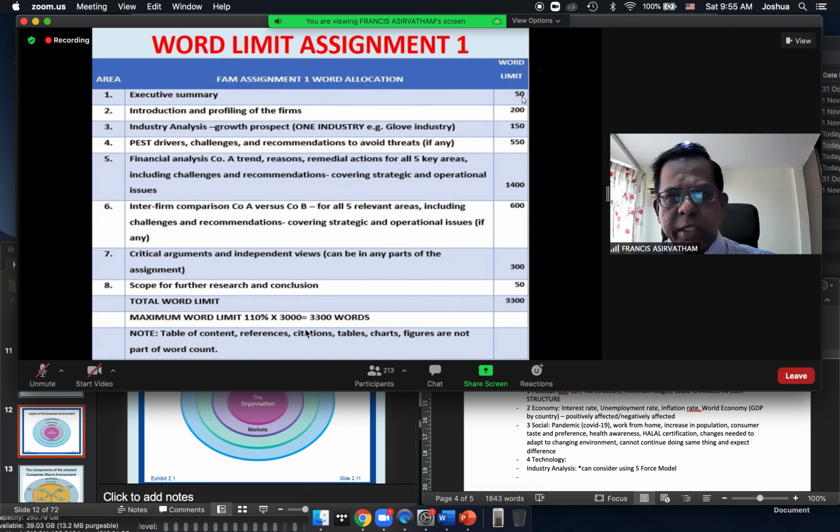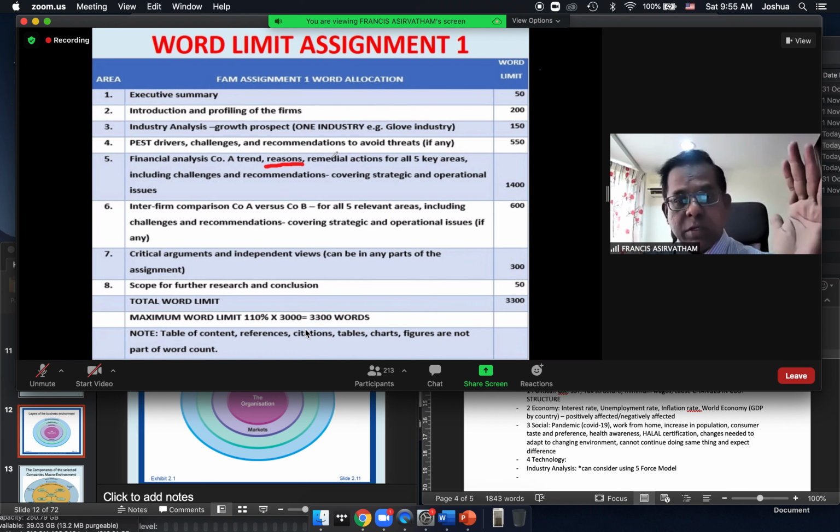All right, so you can see section 1, executive summary, section 2, introduction, industry analysis, PEST, done. We are moving into financial analysis. When you do numbers, it will generate very low marks. What will generate marks? Reason for the movement, remedial action, in all 5 areas: challenges, recommendation, strategic, operational issue.